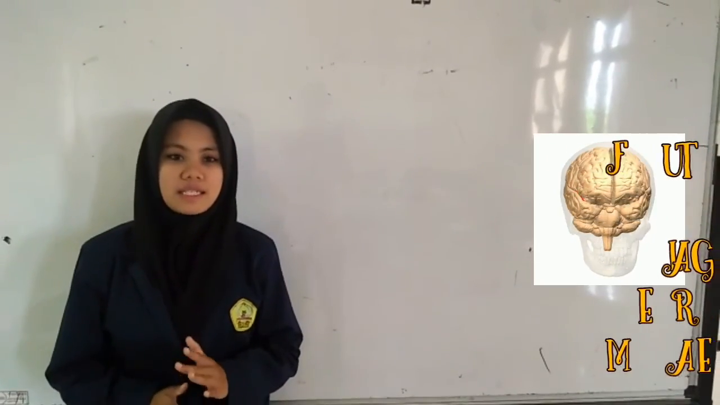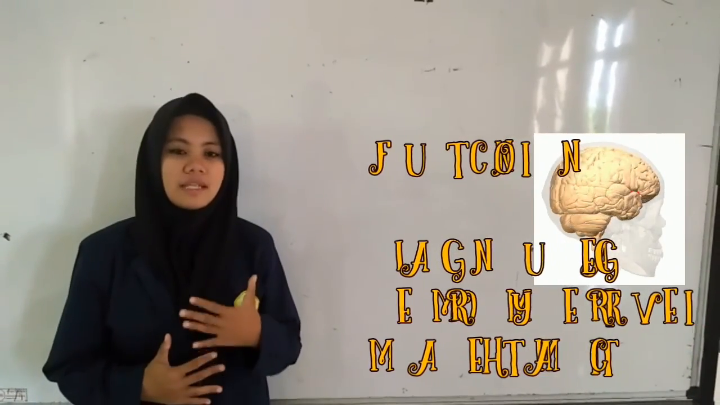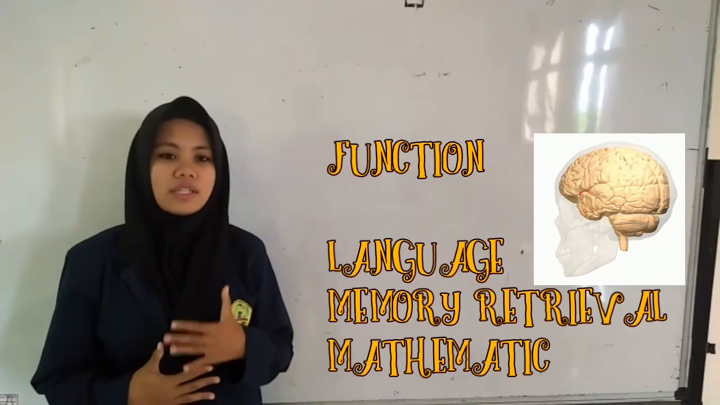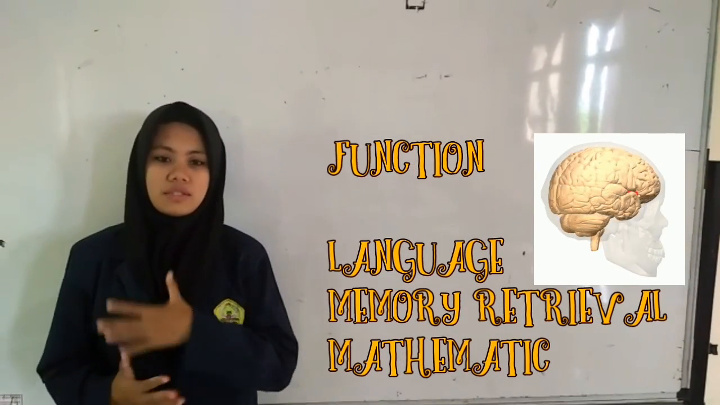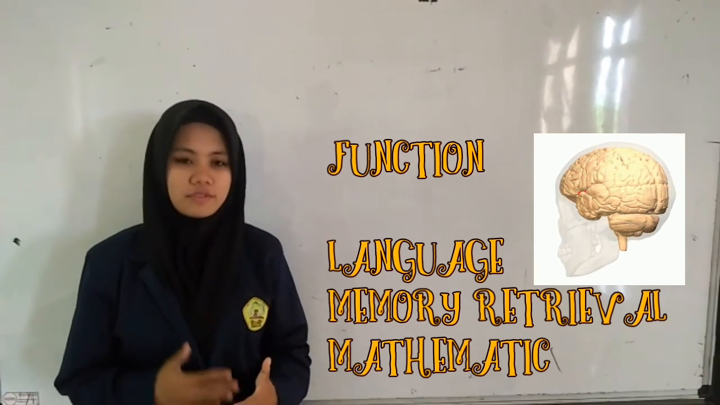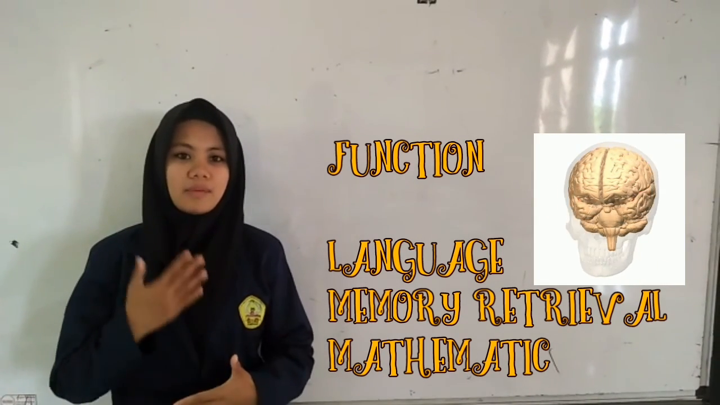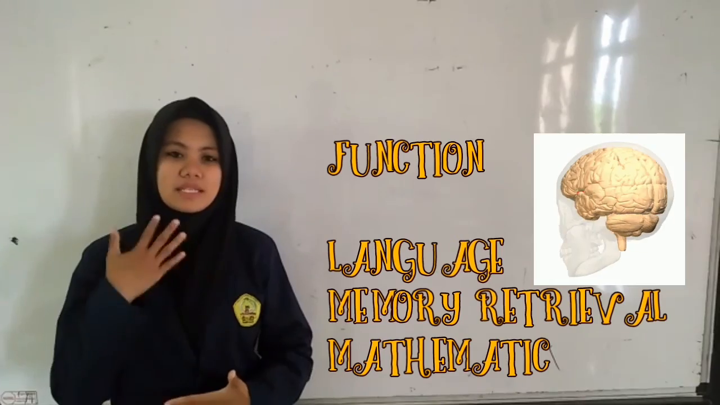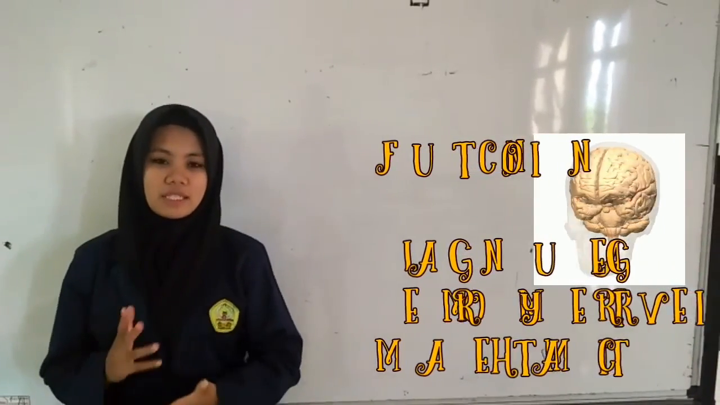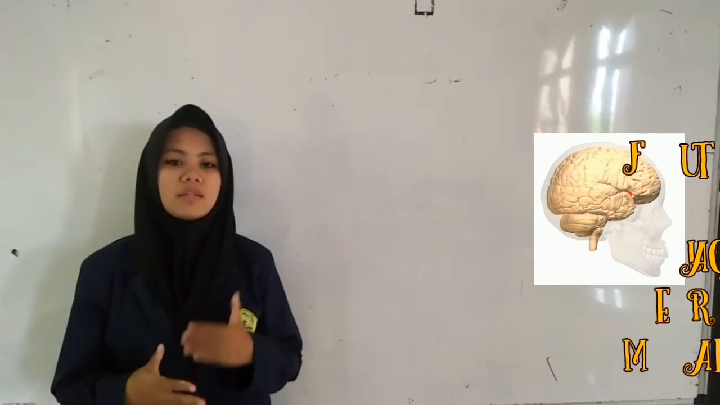And the last is the function of the angular gyrus. The first is language. If someone has this, it can make it easier for a human to read and write, and also connect words to meaning. Number 2, memory retrieval. If someone has a working angular gyrus, it can help them memorize vocabulary, memorize something, memorize someone, and others. And the last is mathematics. If someone has an angular gyrus, it can help them speak more about mathematics.